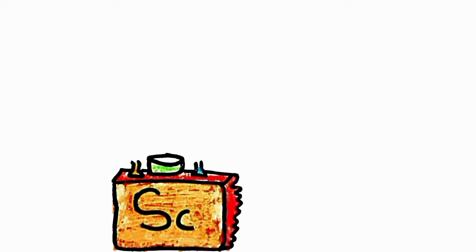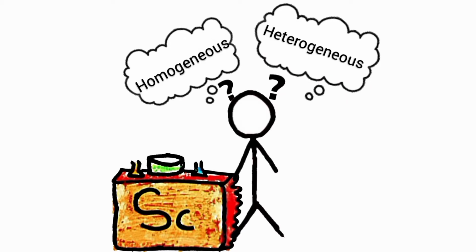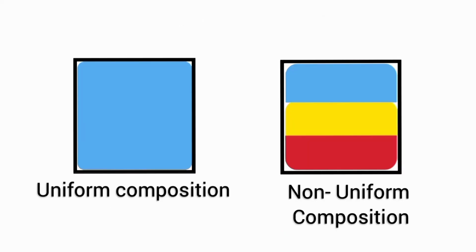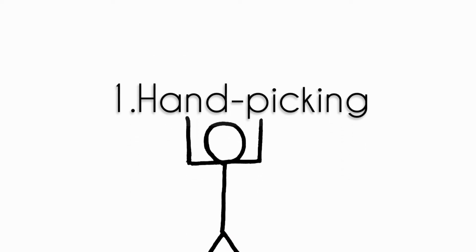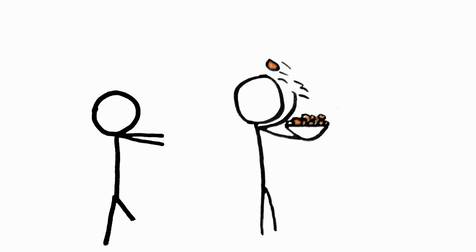When separating mixtures, you should know what type it is, homogeneous or heterogeneous mixture. Homogeneous mixtures have a uniform composition, while heterogeneous mixtures have a non-uniform composition. There are mixtures which are super easy to separate, like removing pebbles out of sand. You can just separate it by your hands, or just call it hand picking.